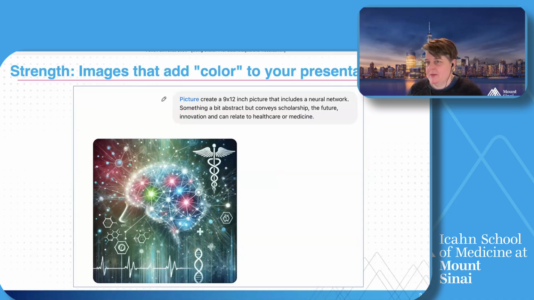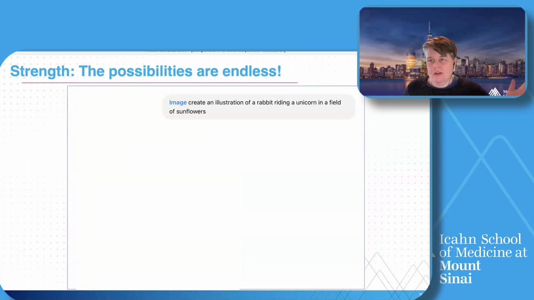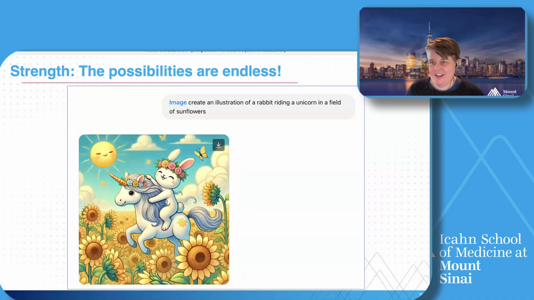But this would work great for a slide presentation. So if you want to add some visual interest to your slide decks, this can be great. You should also always cite when you put a ChatGPT image into your slide deck. You should write ChatGPT in the corner, like you would cite any other source. And another strength is that really you can ask it to do anything. It can create anything. So I asked it to create an illustration of a rabbit riding a unicorn in a field of sunflowers. And like 30 seconds later, not even, boom, there you go. There's your rabbit riding a unicorn in sunflowers. So if you're looking to create something kind of fantastical or just entertaining, it's great for that.